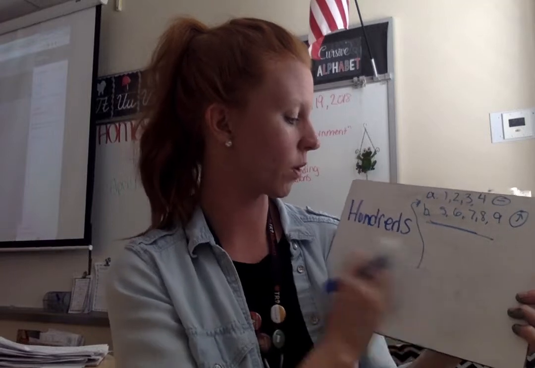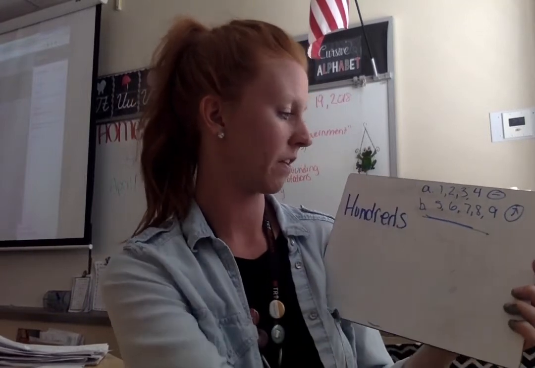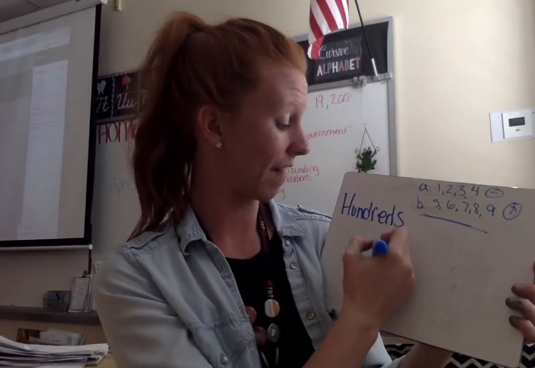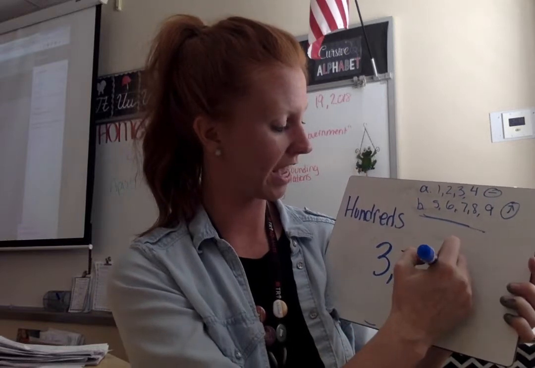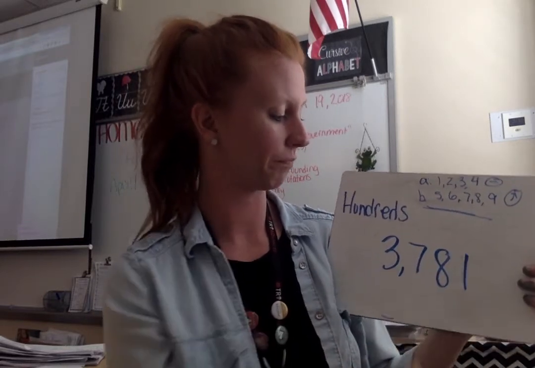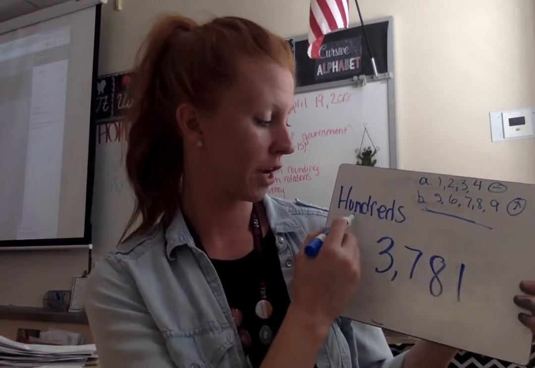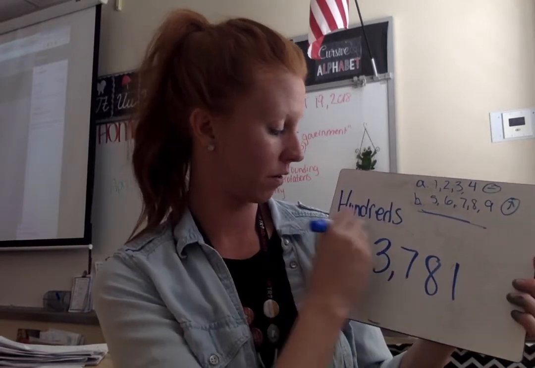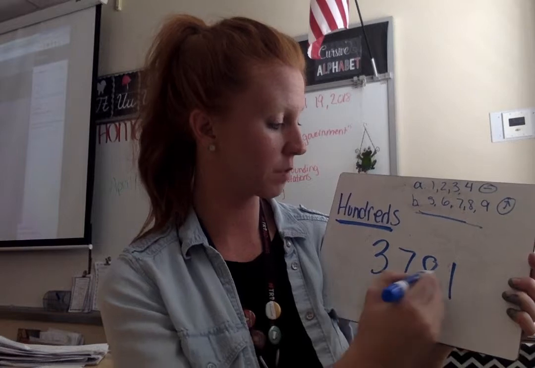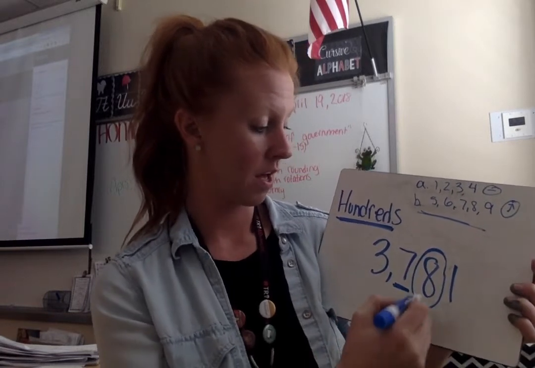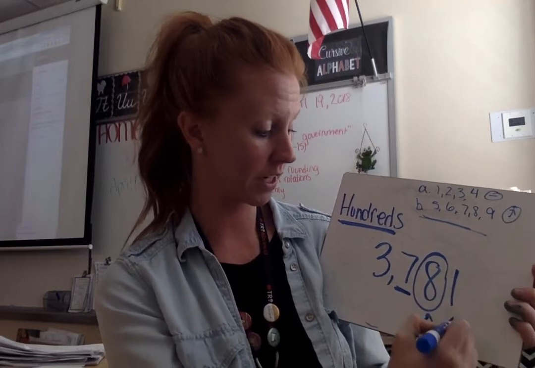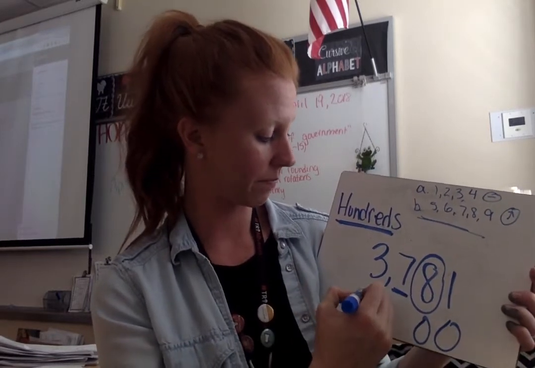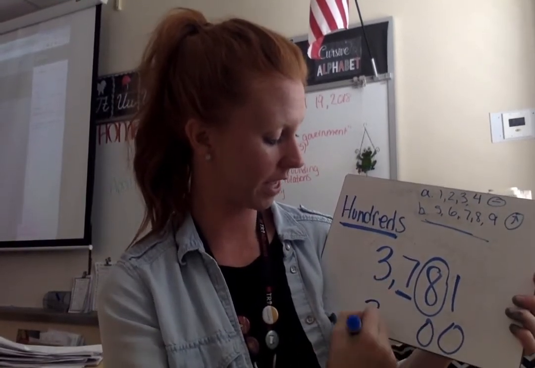Let's do one more to the nearest hundreds. Say we're going to have a 4-digit number, 3,781. Underline the hundreds. We are rounding to the nearest hundreds. Underline the hundreds place, circle the next number. Everything here turns into a 0, everything after it becomes a 0, and everything in front stays the same.